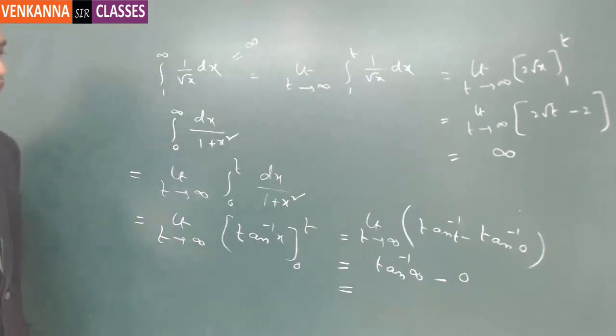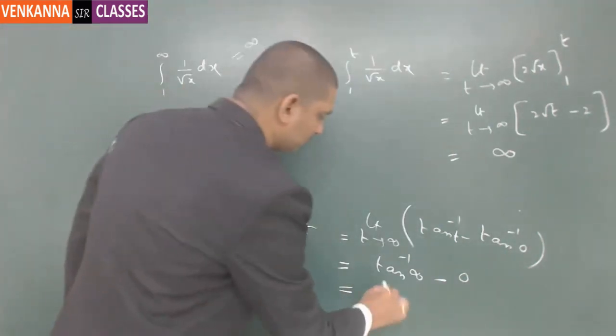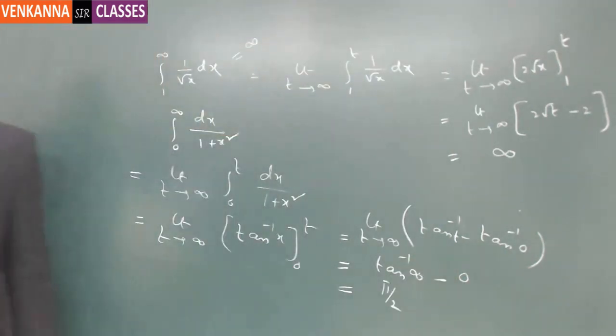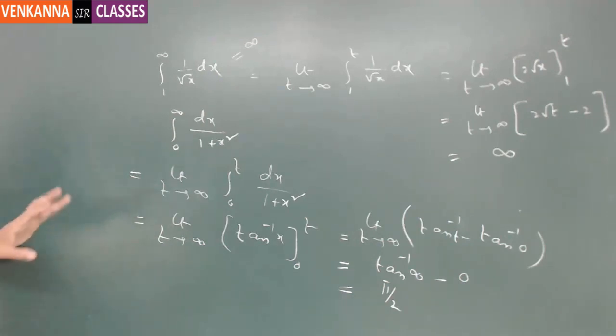And when do we get tan inverse infinity? It will be pi by 2. Accepted? Please check on the process what I did. Right. So is pi by 2 a finite value or infinite value? So it's finite, hence the solution is also finite. So this is the way in solving the problems.